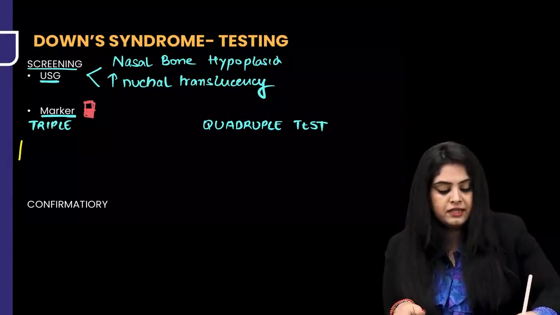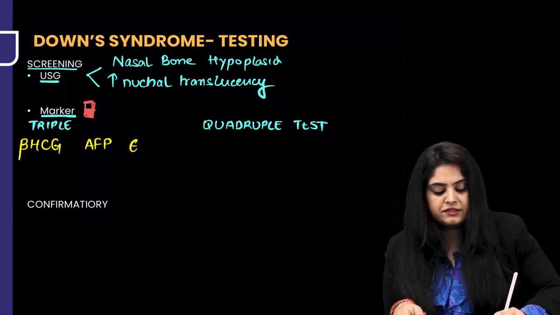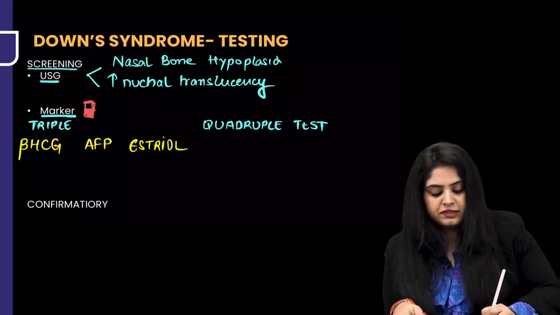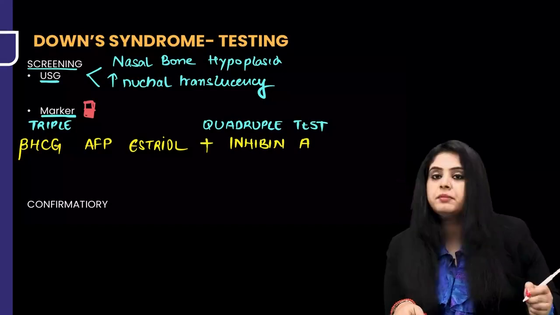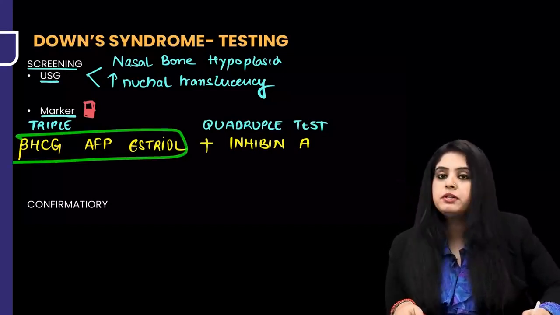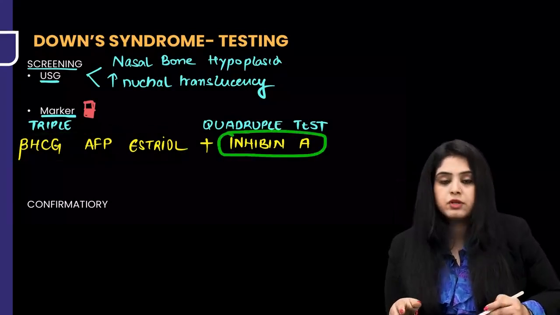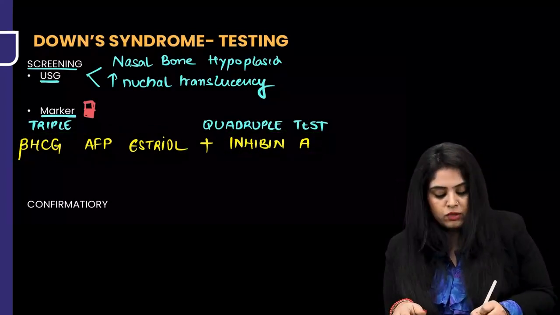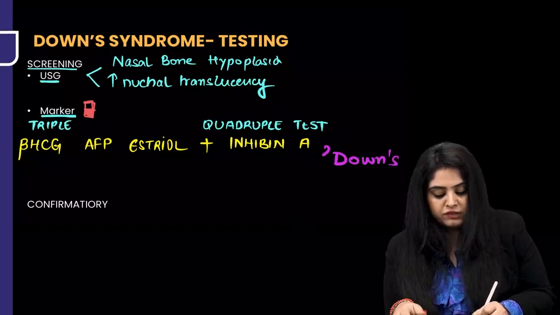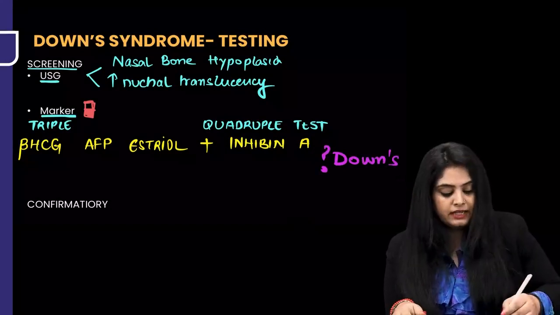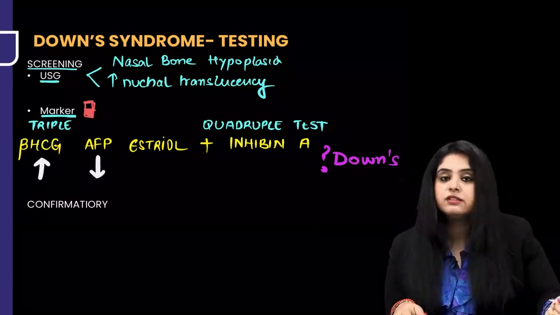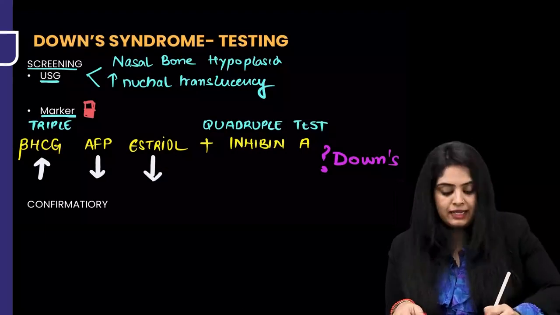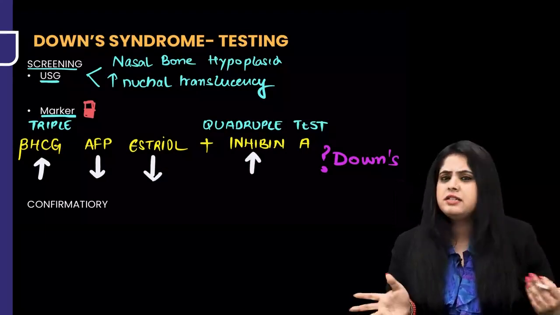So triple test has beta HCG, then it has alpha fetoprotein, it has estriol. And to all of this, if I add inhibin A, that becomes a quadruple test. How simple. Till the time three things were there, it was a triple test. If I add one more thing to it, it becomes a quadruple test. So you will ask me, when are you going to suspect Downs? When the beta HCG, repeating, when the beta HCG is high, alpha fetoprotein is low, estriol is low and inhibin is high, that is when I suspect Downs. How will you learn this?